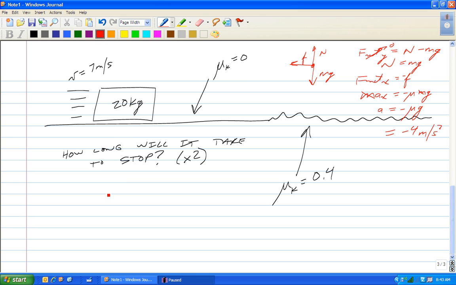X, please. All right. Since I don't have time yet, I'm going to do final squared equals initial squared plus 2ax, where the final is 0, the initial is 7, plus 2 times negative 4 times x. Therefore 8x is 49. Therefore x is 6.125.